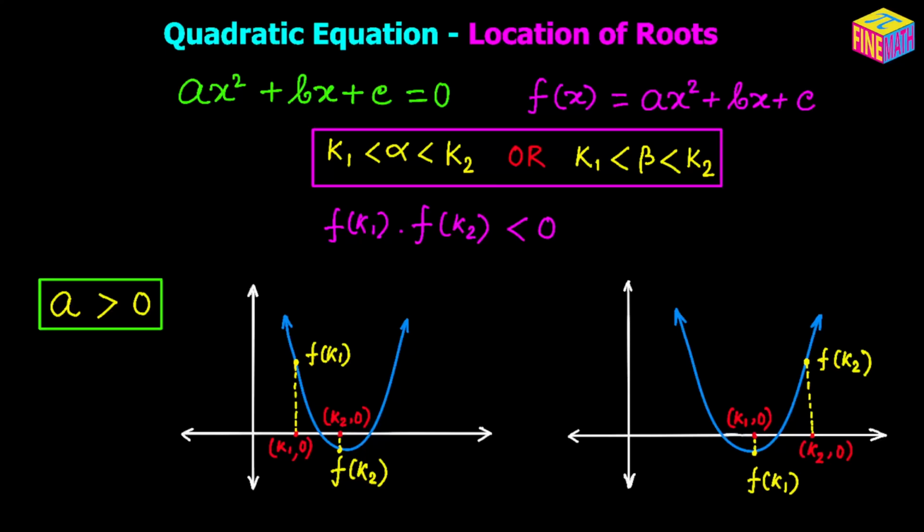It will guarantee that yes, the quadratic equation has two real roots, and also it will guarantee that exactly one root is between k sub 1 and k sub 2. Now let's also quickly take a look at the function graph when the leading coefficient is negative.